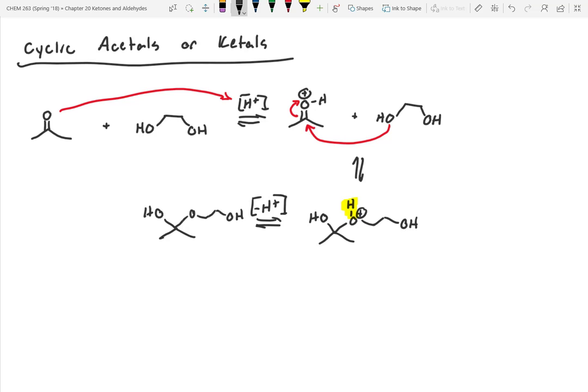What would this be called as an intermediate? It's not a full acetal yet. It's not a full ketal, excuse me. We've only added one equivalent of alcohol in. So like I said, this is commonly referred to as a hemiketal.